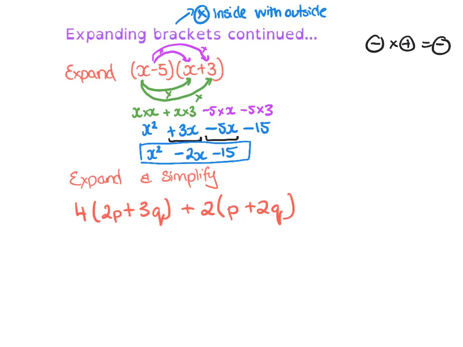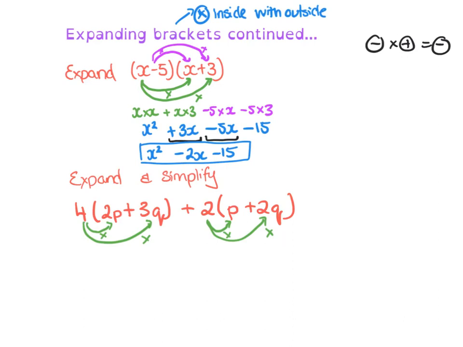Okay, so with this next question, we've got a lot to do, but that's okay. What we're going to do is multiply things on the outside with everything on the inside. So the 4 has got to be multiplied with the 2p and the 3q, and then we've got a whole other thing where 2 gets multiplied with the p and 2 with the 2q. So just what's directly outside of the bracket with what's inside. Alright, so let's go and do that.